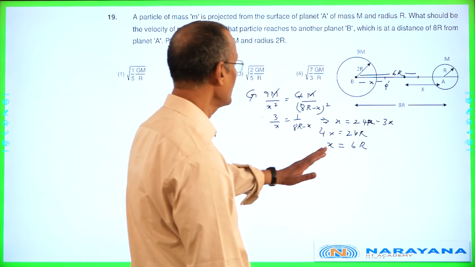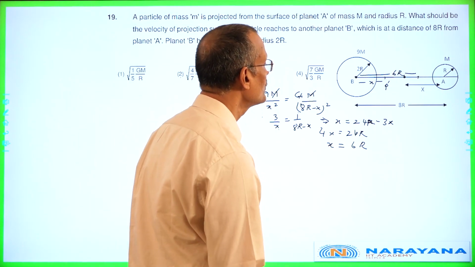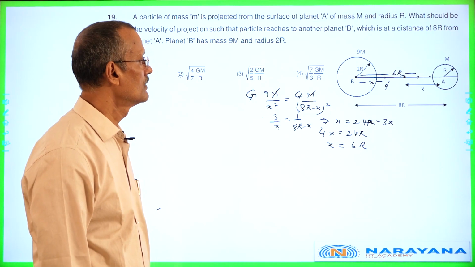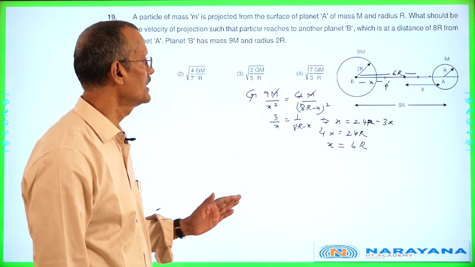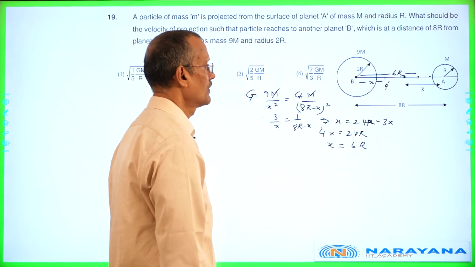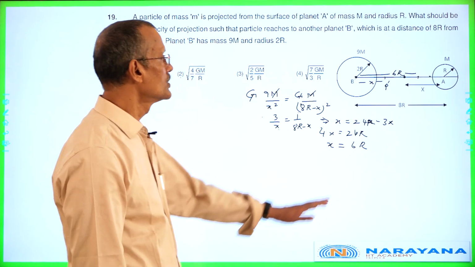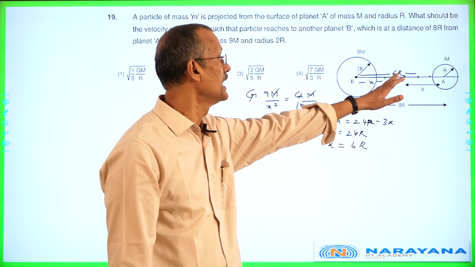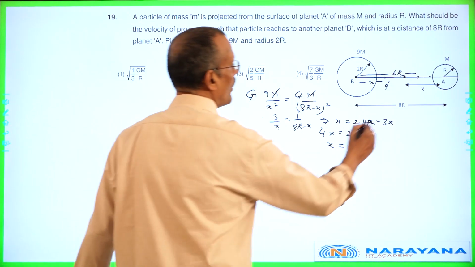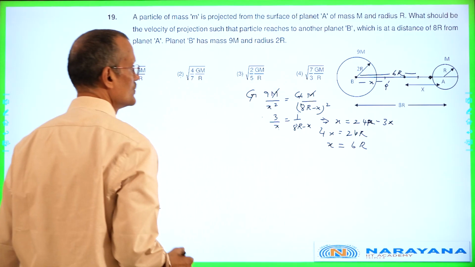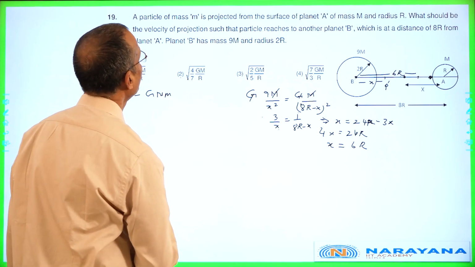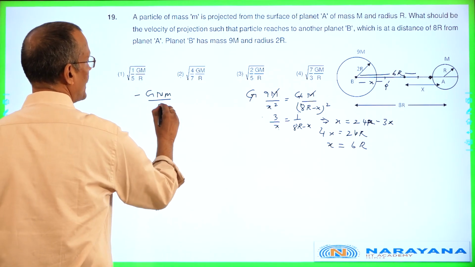Clear to you? Now, when you got x equal to 6r, you have to project the body from the surface to this distance 6r. The neutral point will be situated nearer to the smaller body, at a distance 6r. Here there is kinetic energy plus potential energy, and at the neutral point it should be potential energy due to both. So when you are taking this point, potential energy, how much you are getting? You are getting minus GMm by R, particle mass m.